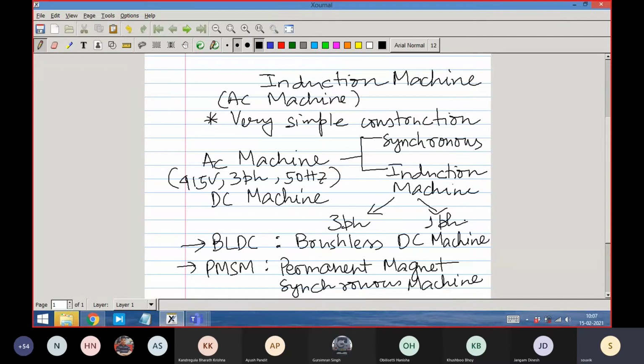So the modern machines I was trying to give you an idea about are nowadays very widely used. Brushless DC machine is very widely used in electric vehicle application. There your core supply is DC. However, you are using electronic switches, semiconductor switches.